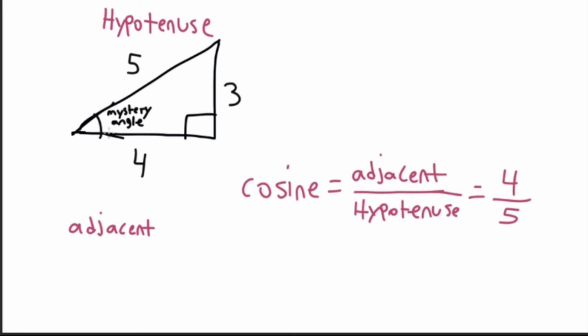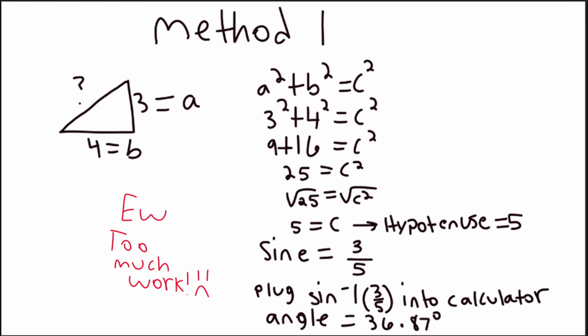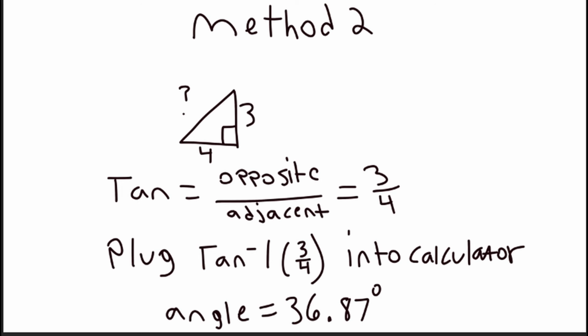Another way of calculating the angle of a triangle is by using cosine. Cosine is the ratio of the side adjacent to the angle over the hypotenuse. Now, let's say we want to find the angle of a triangle, but we don't know what the hypotenuse is. You could find the hypotenuse by using the Pythagorean theorem and then using sine or cosine, but that would be way too much work. You could just use tangent.